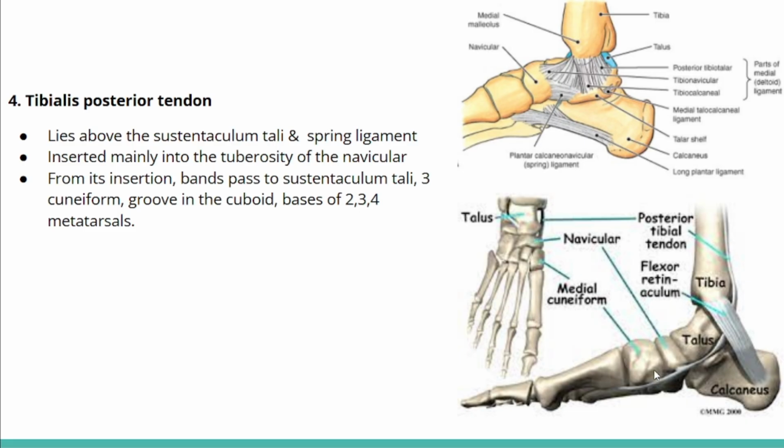Now from this insertion, several bands pass to several bones. One passes to the sustentaculum tali and three cuneiforms, and also into the groove of the cuboid and bases of second, third and fourth metatarsal bones. So those are the muscle layers belonging to the sole of the foot.